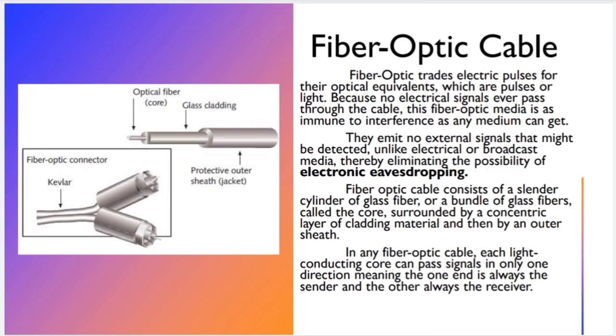Fiber optic cable. Fiber optic trades electric pulses for their optical equivalents, which are pulses of light. Because no electrical signals ever pass through the cable, fiber optic media is as immune to interference as any medium can get. They emit no external signals that might be detected, unlike electrical or broadcast media, thereby eliminating the possibility of electronic eavesdropping. In any fiber optic cable, each light conducting core can pass signals in only one direction, meaning one end is always the sender and the other always the receiver.